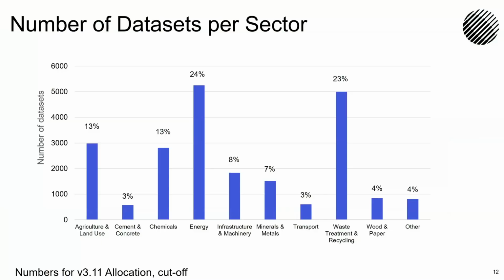To give you an overview of the sectors, here's a chart showing the number of data sets for the different sectors we cover in the ecoinvent database. As you can see, the energy sector, as well as the waste treatment and recycling sector, are the ones with the most data, in large part because these are sectors where we have quite a bit of regionalized data, which is something we are also trying to increase in the other sectors.